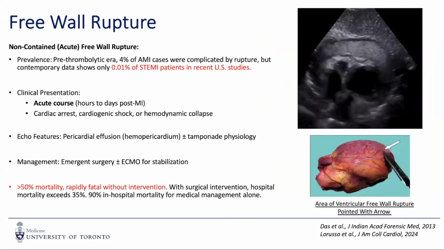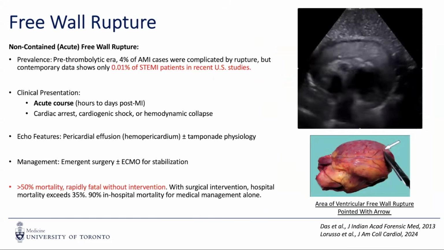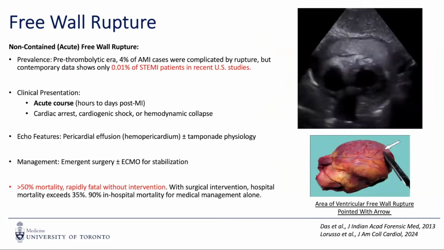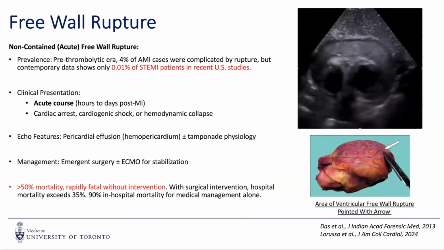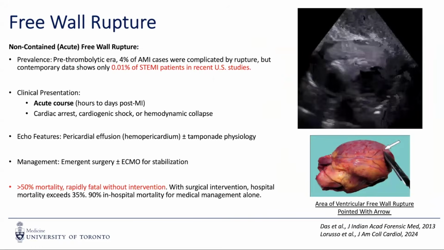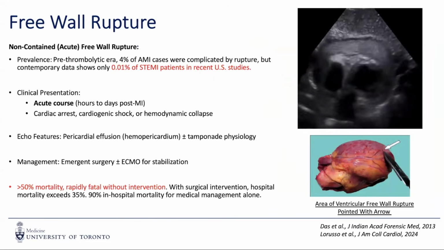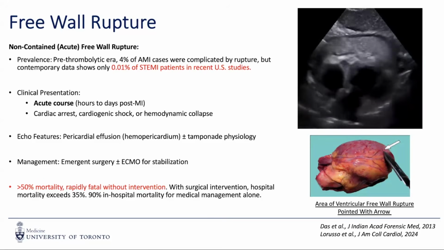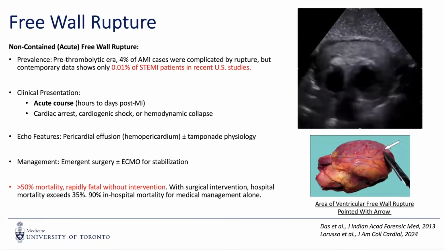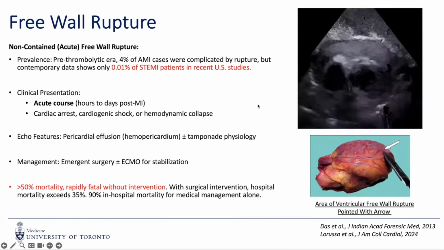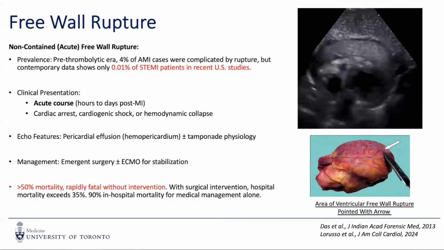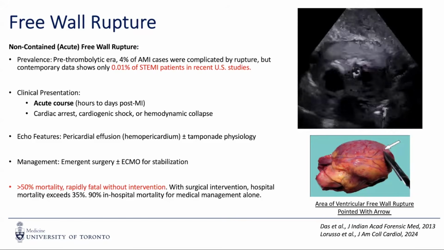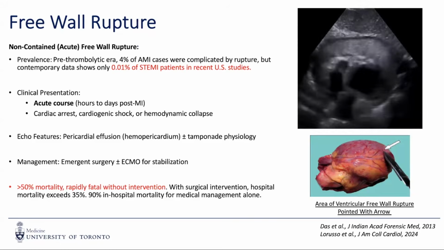So this is the first subtype that we're talking about with the non-contained rupture. You'll see here with echo, you can clearly see evidence of impending tamponade with a large effusion, and in those cases, usually they present just very, very acutely within hours to days post MI. Luckily, especially nowadays with PCI, compared to the pre-thrombolytic era, that seems to be quite rare. It happens in only 0.01% of cases. Nevertheless, when it happens, it's quite catastrophic. And even with surgical interventions, mortality rates remain quite high, up to exceeding 35%.